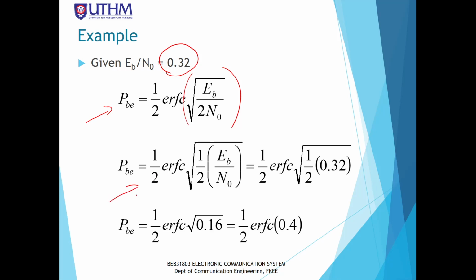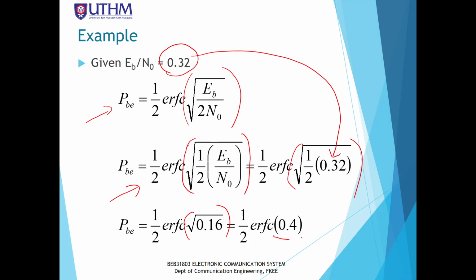Okay, so here you see that it will go like this. The square root of 1 over 2 EB over N0, so it puts aside the 1 over 2. So we put the 0.32 inside the equation. 0.32 is multiplied with 1 over 2, darabkan dengan 1/2 or 0.5, and then we do the square root. So you see that ERFC of the square root of 0.16.